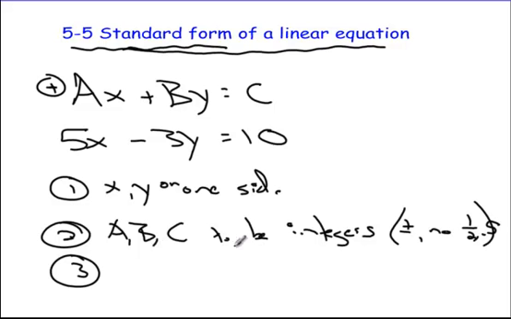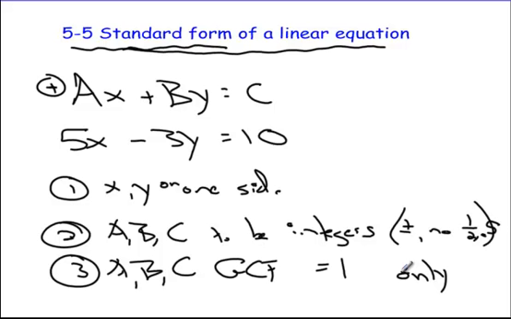While we're talking about a, b, and c being integers, notice I added 0.5. Remember, we can't have any decimals either. What we do have to talk about is that the GCF of a, b, and c should only be 1. So if I used 5, 10, and 15, well, 5, 10, and 15 are all divisible by 5, so that would not be in standard form.